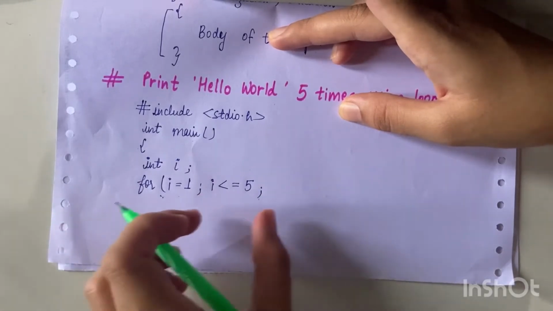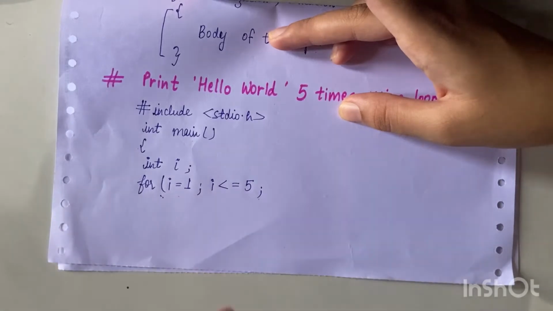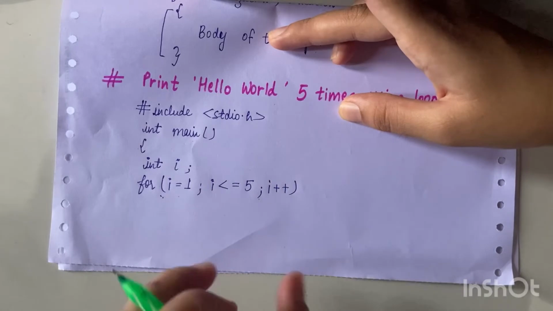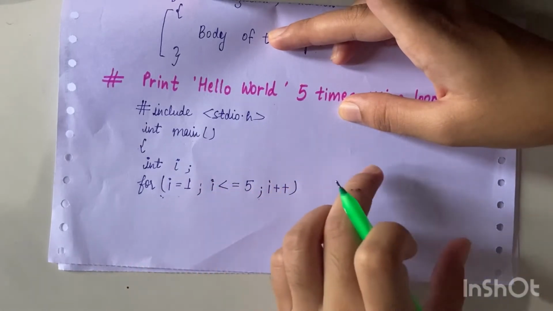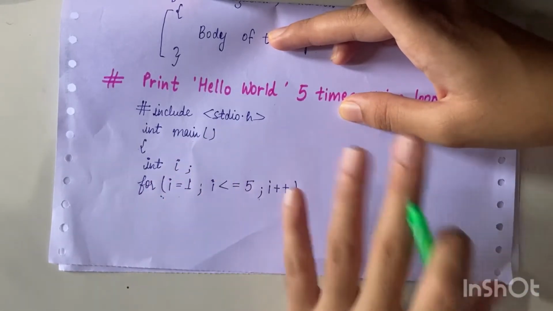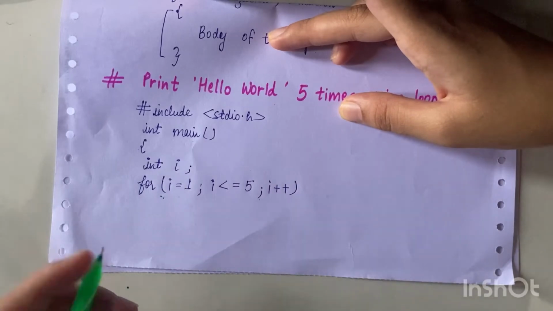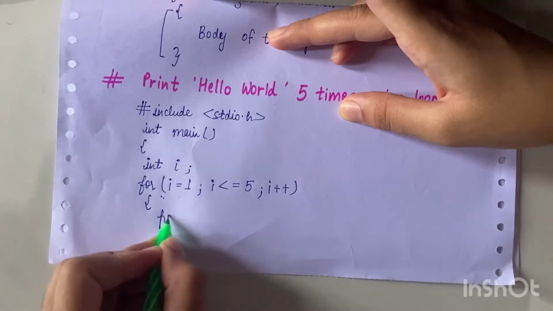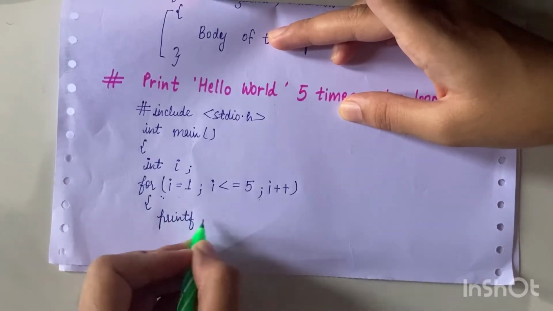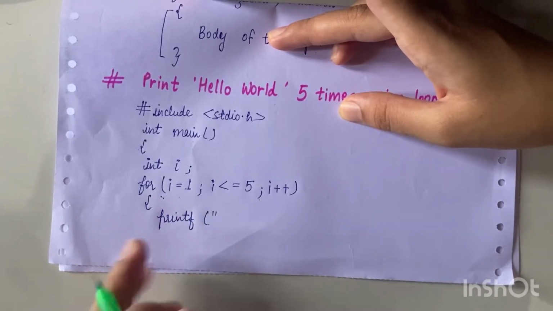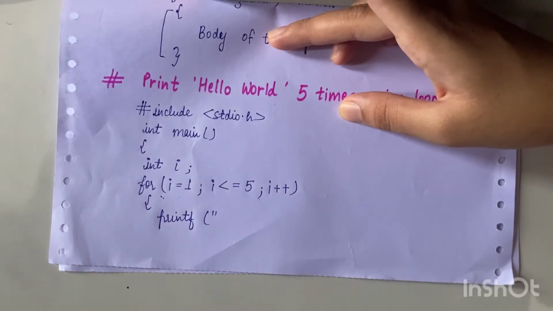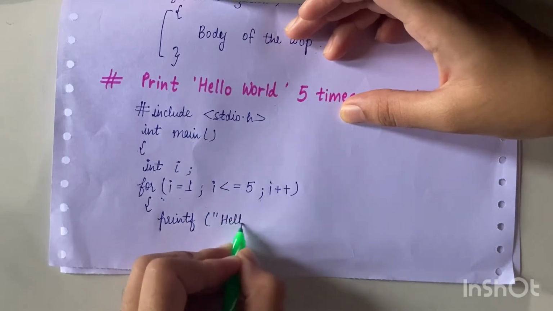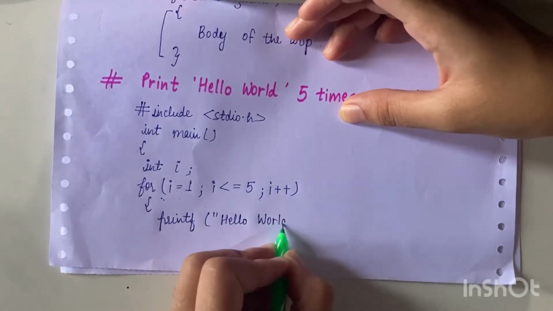We have to update the loop, update it by 1 every time. So i plus plus. i plus plus means i is equal to i plus 1. It means that i will update by 1 every time. So then inside the loop we'll use a printf statement. We use printf statement in C to print anything, a number or a string. So we are using printf. We have to print hello world.